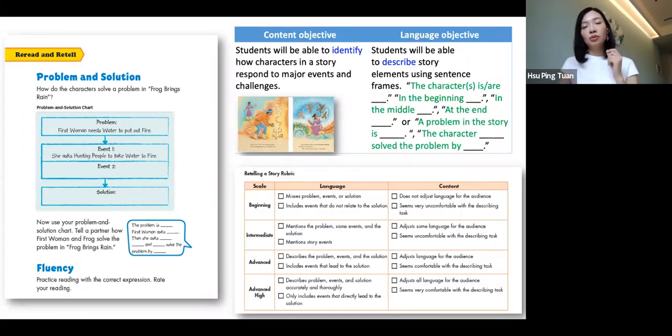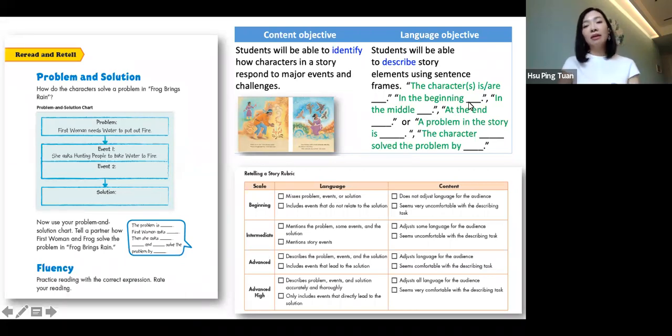And I will also use this rubric. You can find this rubric in the teachers' books in Reach Higher. So it will be a really good time for you to assess your students' understanding and also their mastery of the content and language objectives. For example, if students want to get a high score on the content objective, basically they need to be able to cover all the important elements.